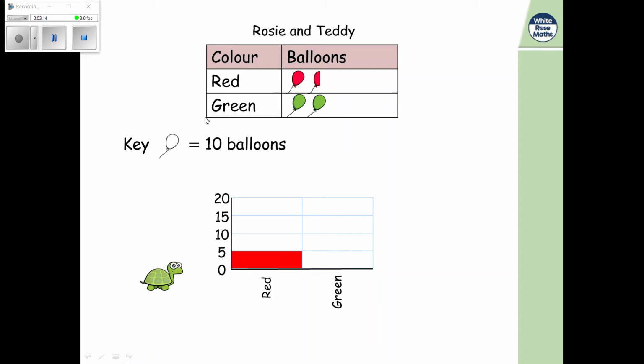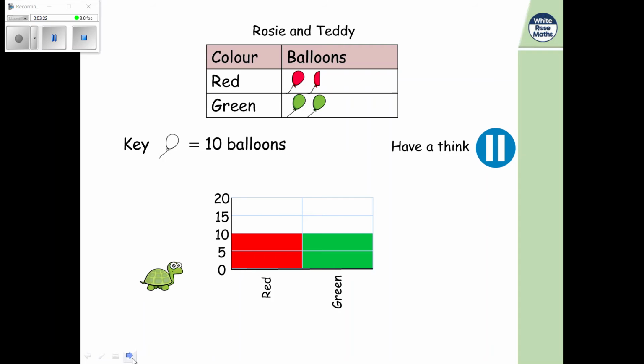They have drawn a graph here. So we know that each one is 10. So they have drawn 10, and then they know there is more to come. So here they have drawn their graph. However, something is wrong. So have a little think, what is wrong with this block diagram to represent these balloons in the graph here?